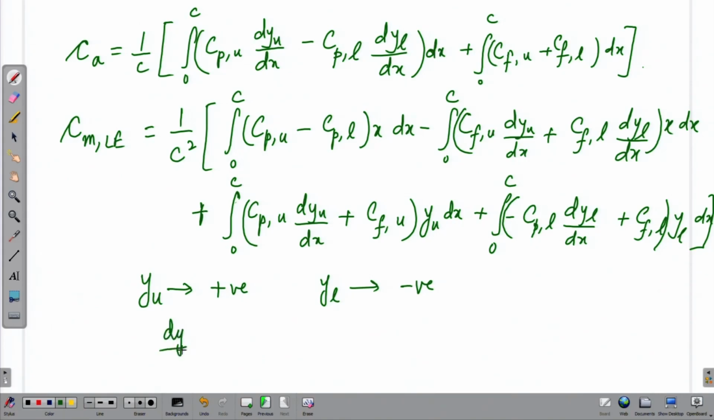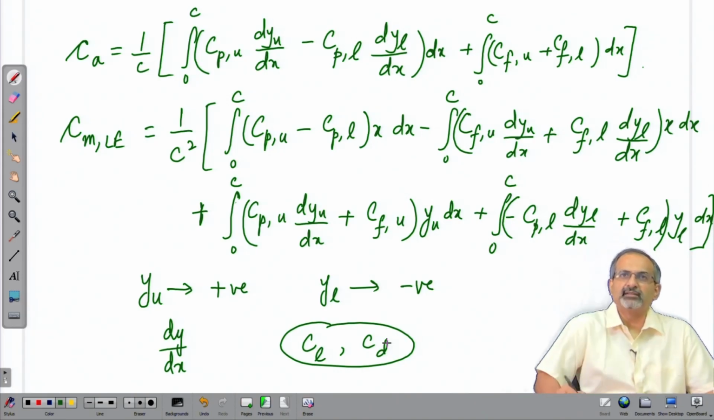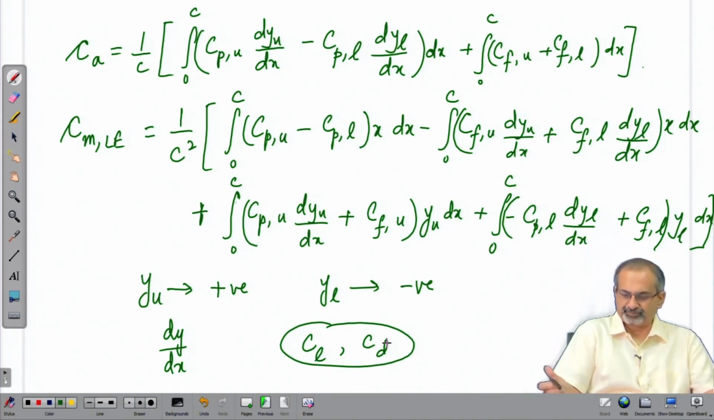dy/dx, whether for upper or lower surface, is positive for positive slopes of the surface and negative for negative slopes. And once you are done with calculation of Ca and Cn, obviously you can write down expressions for Cl and Cd by using the angle of attack. So, this is how the force and moment coefficients can be worked out more conveniently by using the x, y coordinates of different points on the surface of the body, which is more convenient by using the running coordinates Su and Sl.